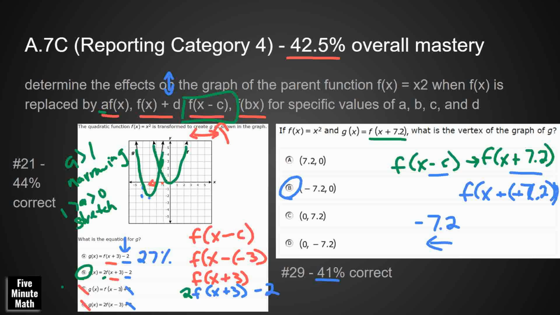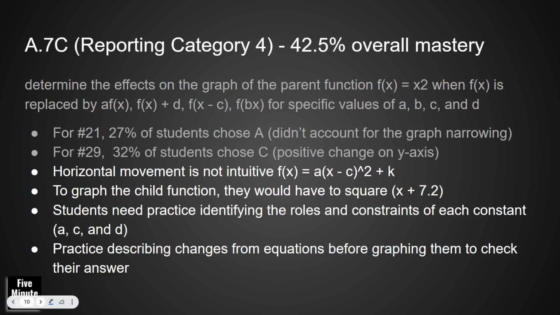That's fine. But 27% chose A, and it was this A term that they didn't take into account. They weren't necessarily looking at whether the graph stretches or whether it narrows. They were just looking at the horizontal and the vertical shift. So that was a pretty sizable chunk of students that missed that. And then for number 29, 32% of our students chose C.